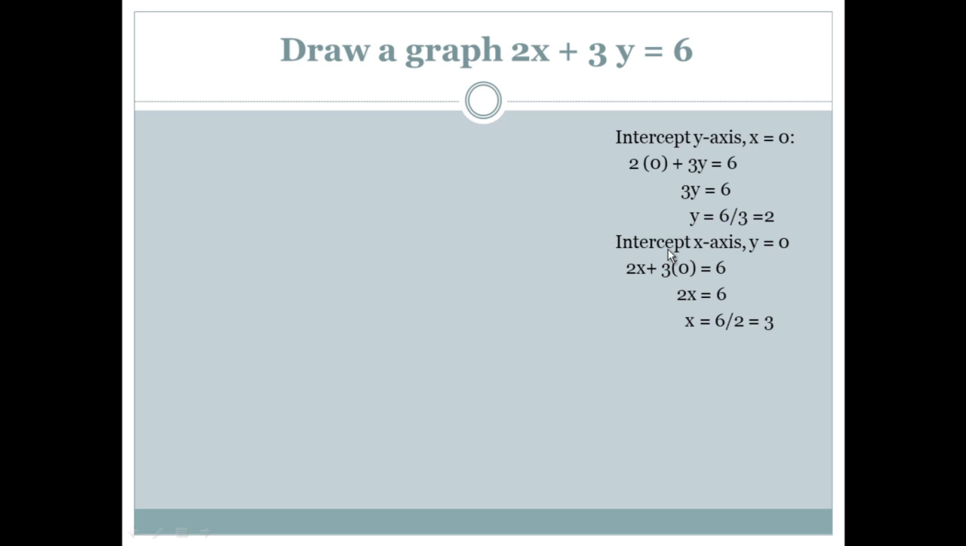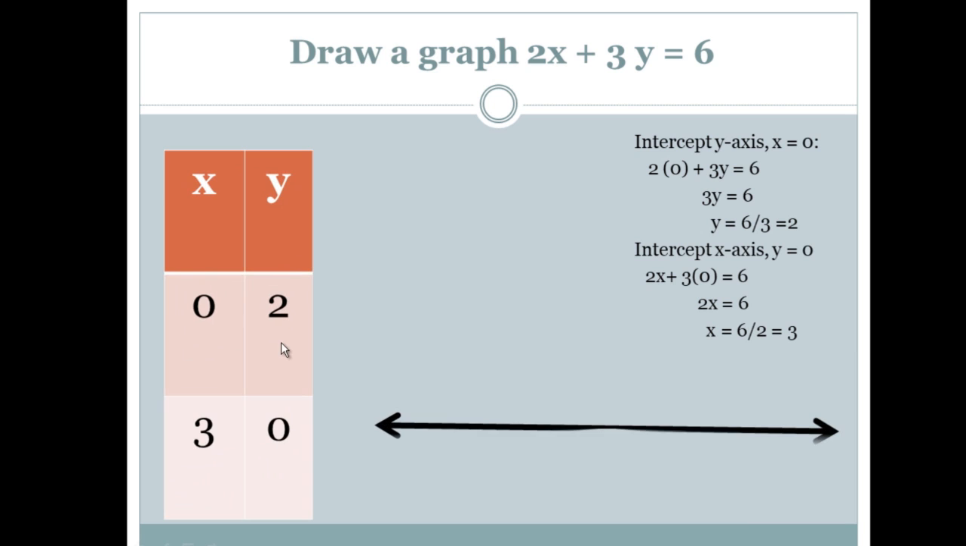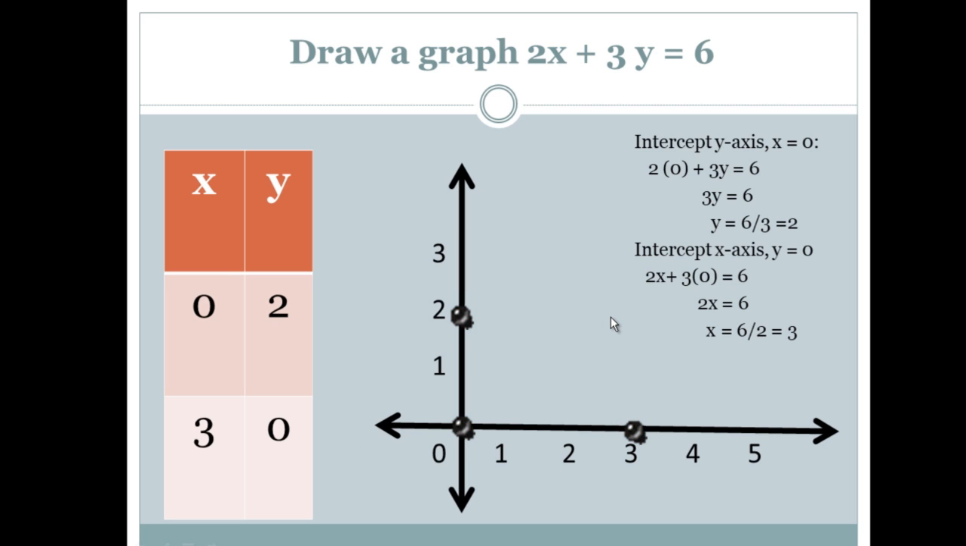And then for the second step, determine intercept x-axis. When the line intercepts x-axis, the value of y is 0. Substitute y equal 0 into equation. So we get the value of x is 3. After that, we get the coordinate of first point is (0, 2) and then the second point is (3, 0). And then the graph is like this.